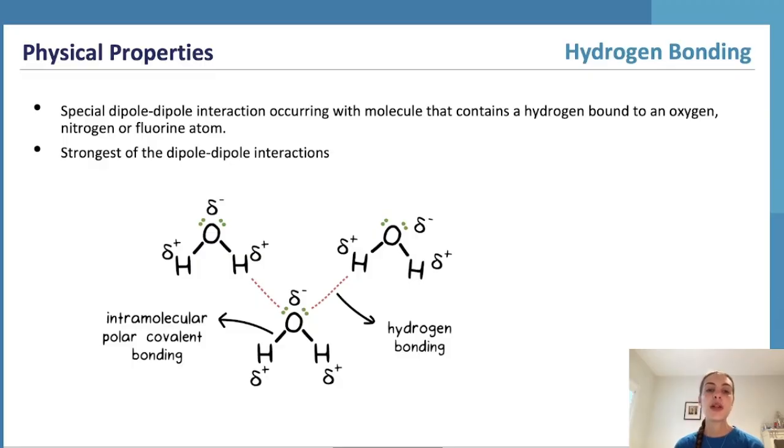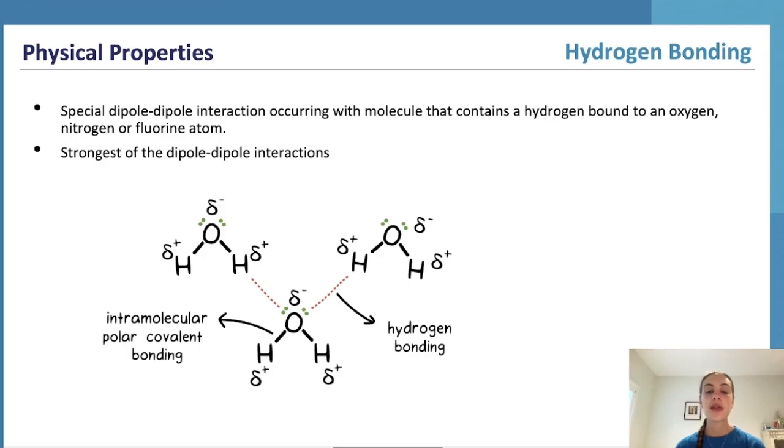Now, the strongest of the dipole-dipole interactions is what we know as hydrogen bonding. Hydrogen bonding is a special type of dipole-dipole interaction which occurs with molecules which contain a hydrogen bound to either an oxygen, nitrogen, or fluorine atom. We commonly see this in water molecules because there's intramolecular polar covalent bonding.